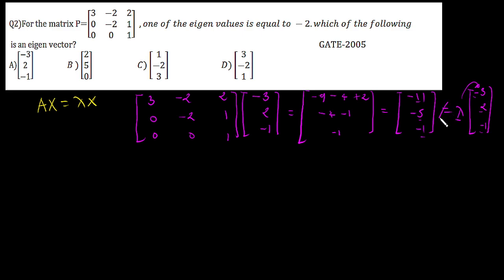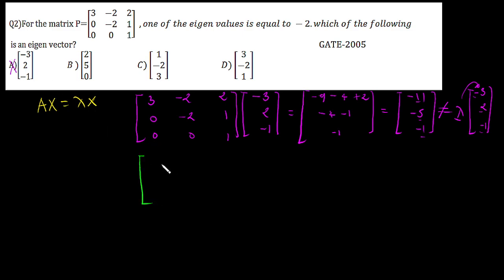So we can say this equation is not satisfied for lambda equal to negative 2 here. In other words, there is no such scalar to represent this vector in this form. So we are not getting any scalar for this, so option A must be wrong. Now let's move to option B.